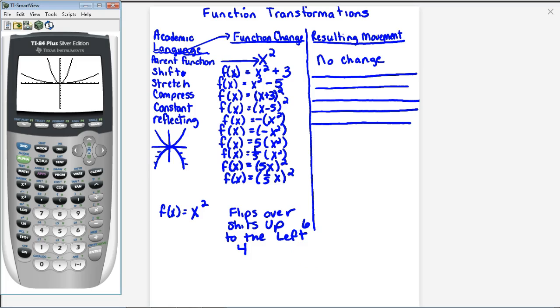Once you have that function done, I want you to write it down here and have me come over and check it for you. After I've checked it, I want you to take a picture of your notes and upload them as the assignment for the notes function transformations.